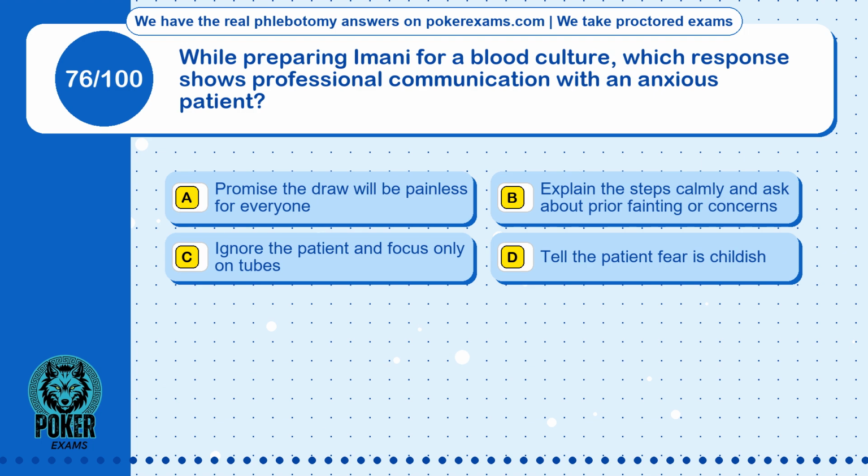Question 76. While preparing Imani for a blood culture, which response shows professional communication with an anxious patient? Option A. Promise the draw will be painless for everyone. Option B. Explain the steps calmly and ask about prior fainting or concerns. Option C. Ignore the patient and focus only on tubes. Option D. Tell the patient fear is childish.